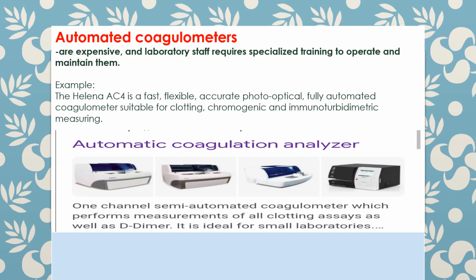Automated coagulometers are expensive and laboratory staff require specialized training to operate and maintain them. For example, the Helena AC4 is a fast, flexible, accurate photo-optical, fully automated coagulometer suitable for clotting, chromogenic, and immunoturbidimetric measuring. Another is a one-channel semi-automated coagulometer which performs measurements of all clotting assays as well as D-dimer. It is ideal for small laboratories.